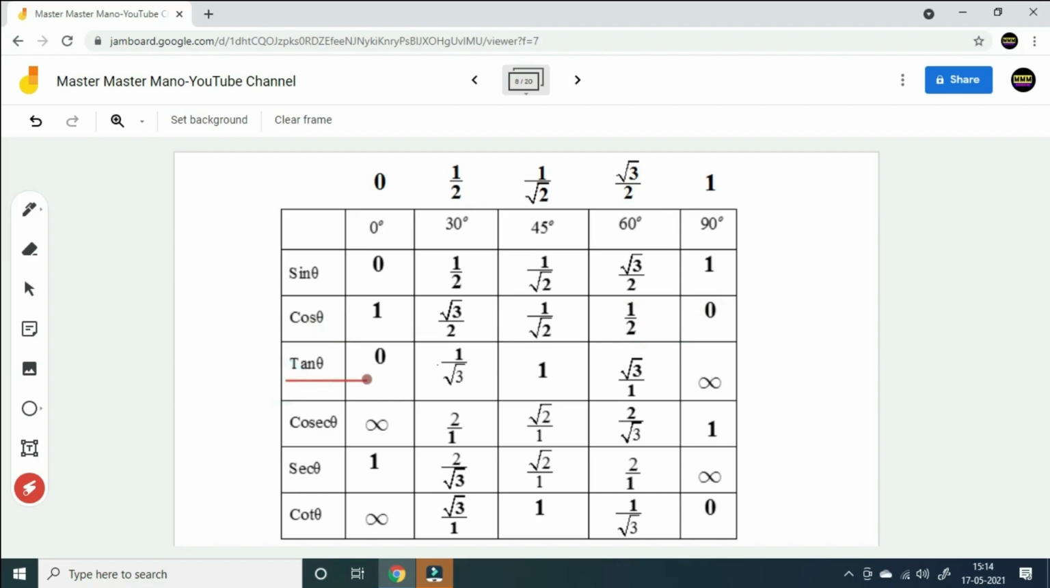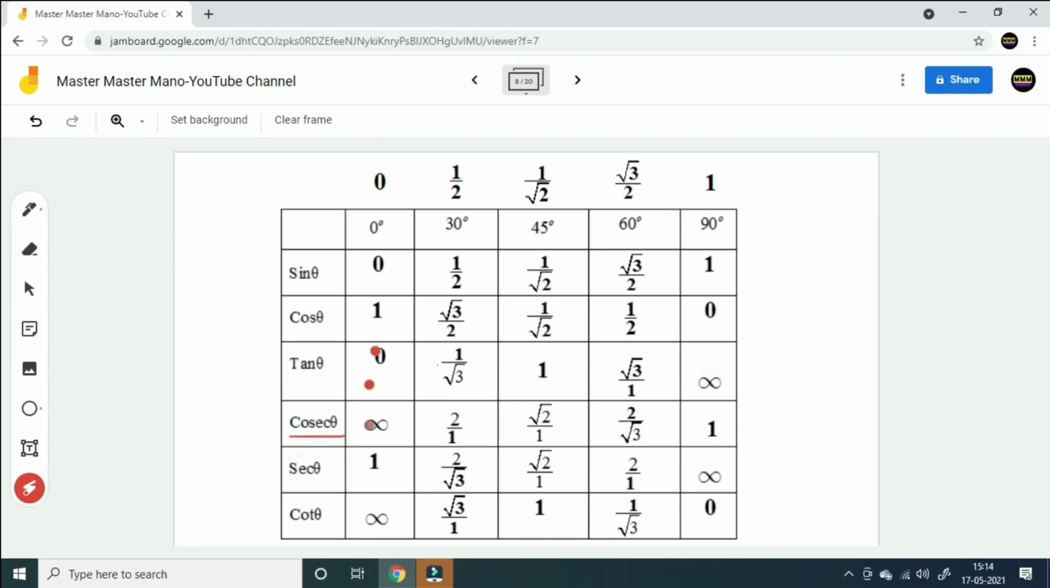For tan 0 degree, the value is 0. For tan 30 degree, the value is 1 by root 3. For tan 45 degree, the value is 1. For tan 60 degree, the value is root 3 by 1. For tan 90 degree, the value is infinity.